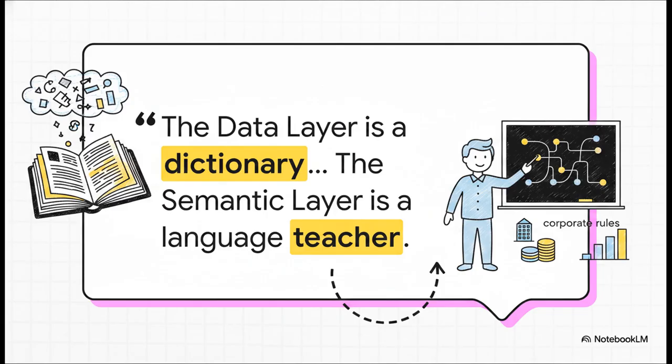I absolutely love this analogy from the author because he breaks a complex idea down simply and into plain English. He says the data layer is essentially a dictionary. It just lists the words. But the semantic layer, that's your language teacher. It sits right next to the AI and explains when, how, and in what exact context to actually use those words. An AI can't learn corporate rules just by staring at a spreadsheet. It absolutely needs that teacher.